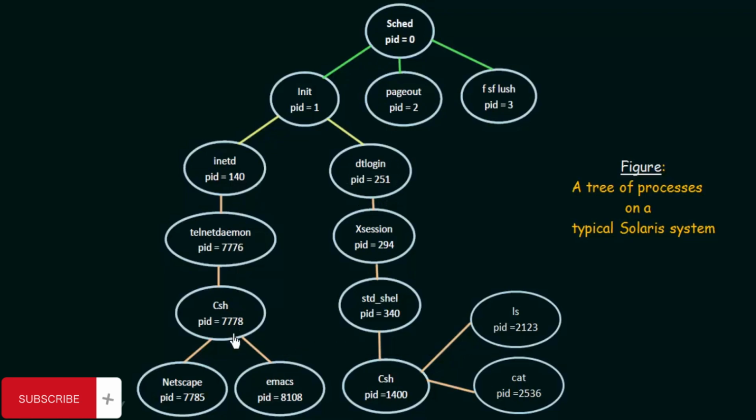Let's continue in this part, and then we will come back here. First, as I told you, inetd is the process responsible for networking functionalities like Telnet and FTP. We see here it created the telnetd process, started with process ID 776, and from here it in turn created csh, which stands for the C shell. It is a shell process, and using the shell process, the user can interact with the system. It created the shell process with PID 777, and from here the user started two processes: one is the Netscape browser, and then the Emacs editor.